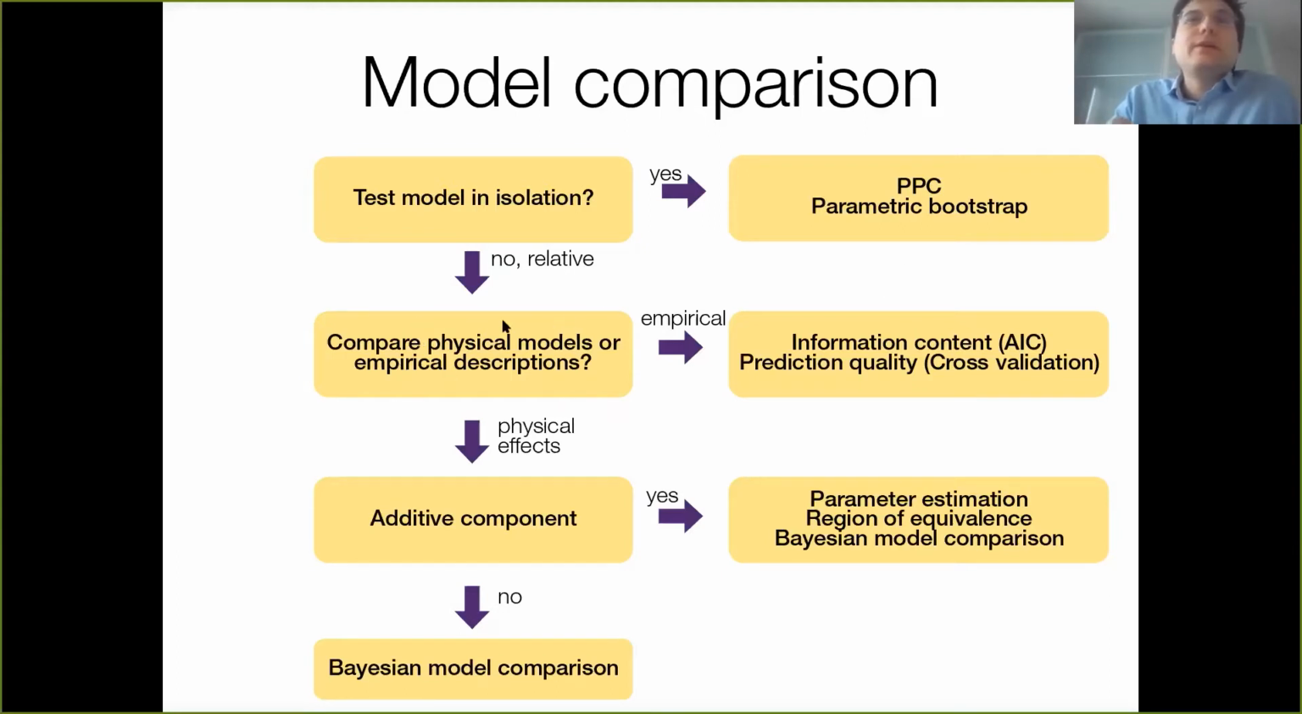If you compare different models, I think it makes a difference if you compare empirical models that just try to describe the data without much physics. In that case, I would recommend AIC or cross-validation techniques. But if you have competing physical models, then again, it makes a difference whether you have these kind of additive components in which you can use some specialized techniques, or in both cases, you can do a Bayesian model comparison.